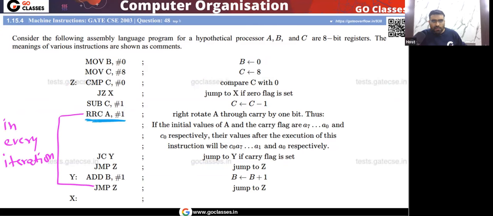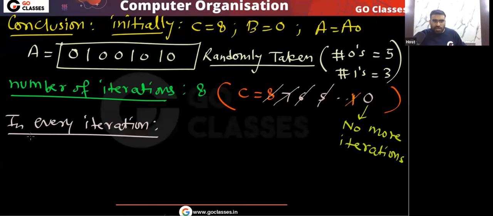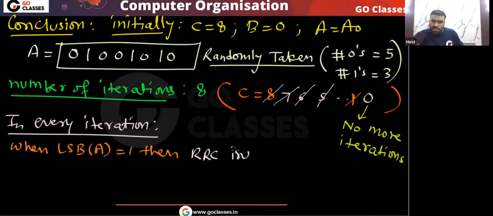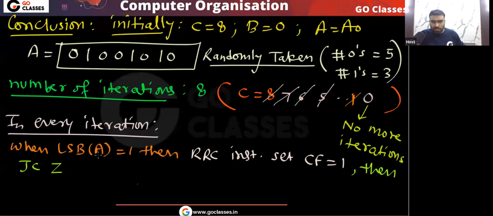What is happening? When the LSB of A is 1, then you can say carry will be set. Yes or no? You can easily see that. Look at only these. When the LSB of A is 1, then the carry flag will be set. This RRC instruction sets carry flag equal to 1. Then what will happen? Then this jump if carry to the location Y will be successful.